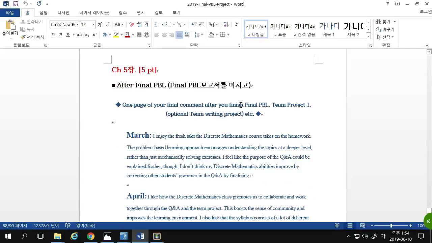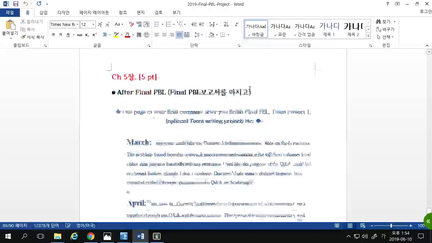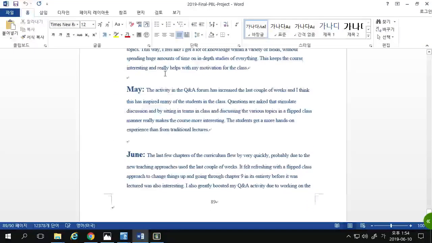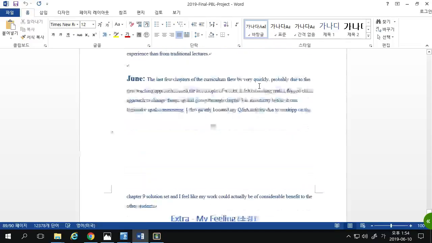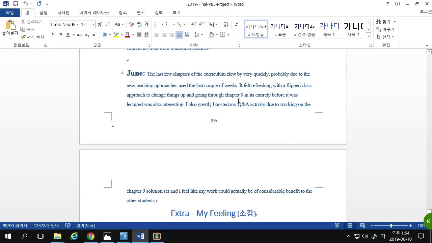Yeah, these are my final PBL comments from the various months. I think the last few chapters flew by very quickly, probably due to a lot of new teaching approaches, using a lot of flipped learning, even more teamwork by dividing us into teams and making each team prepare questions for different chapters. And this also greatly boosted my Q&A activity.